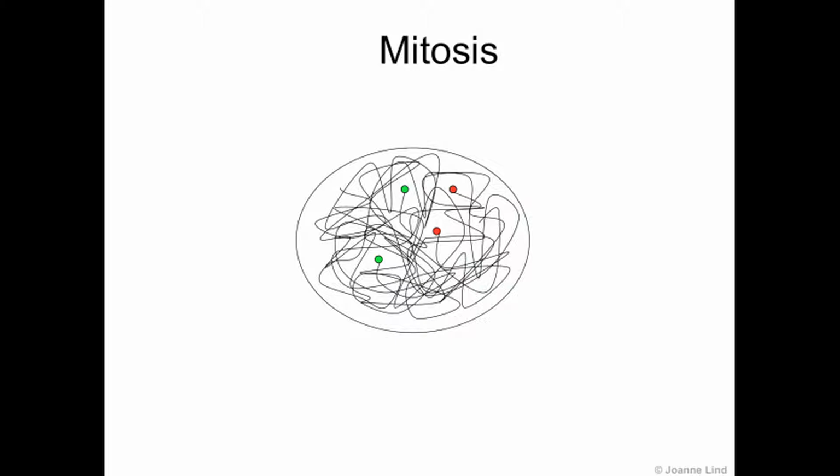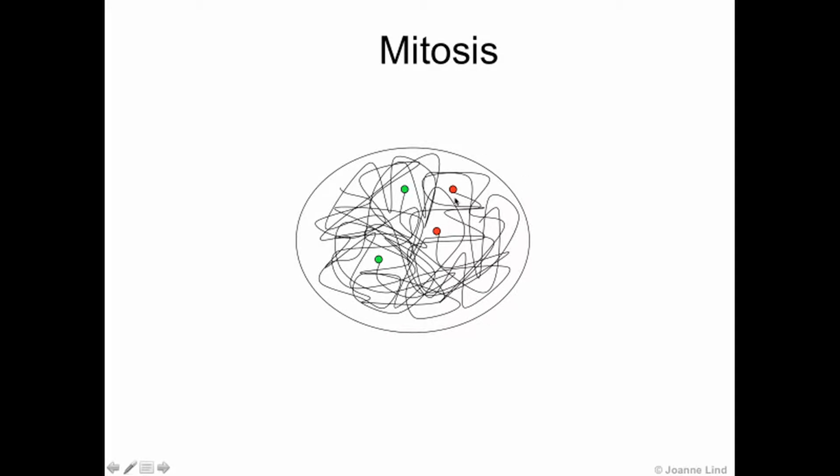For ease of representation, I am only showing 4 chromosomes in this animation. 2 from your mother, 2 from your father. They're represented as a green pair, where the centromeres are shown in green, and a red pair, where the centromeres are shown in red. One member of the green pair inherited from one parent, the other from the other parent, and same with the red pair of chromosomes.